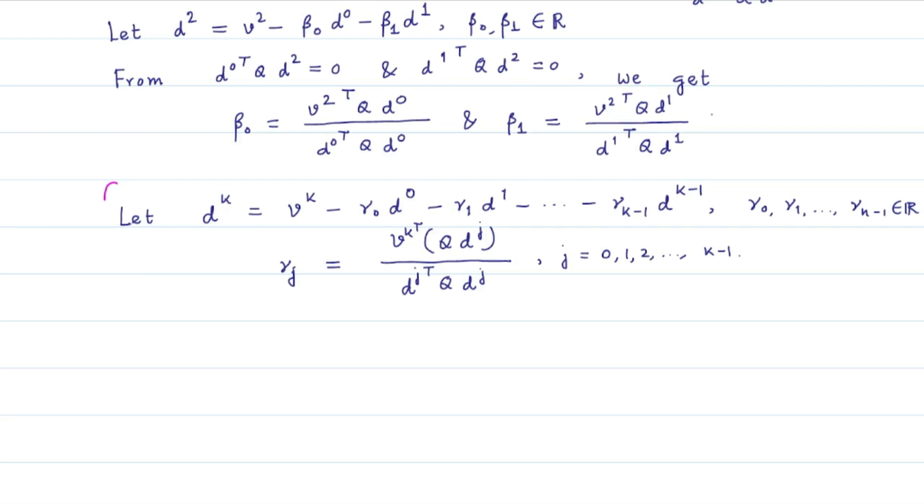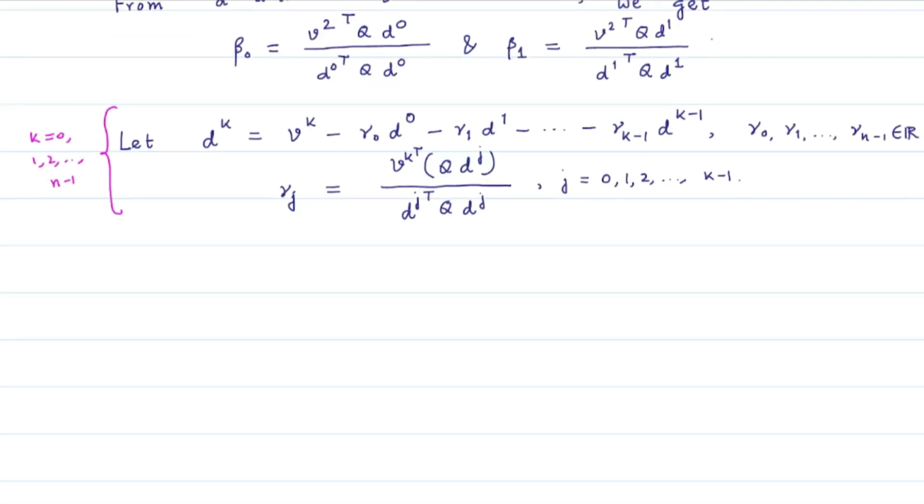So by applying this recursive relation for k equal to 0, 1, 2 till n minus 1, we are going to get the vectors d0, d1, d2 till d(n-1), which is a set of n many Q-conjugate directions. And once n many Q-conjugate directions are identified, we can use them to identify a minimizer or a minimum point of a quadratic function whose Hessian is the matrix Q.